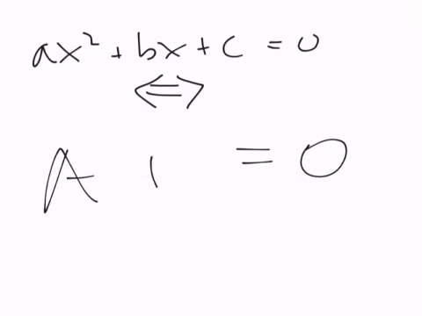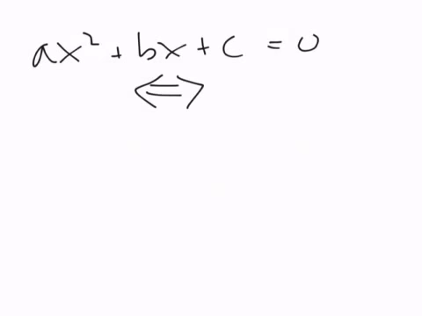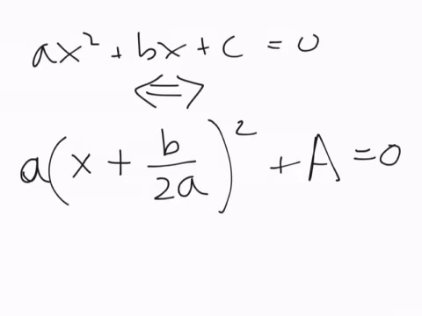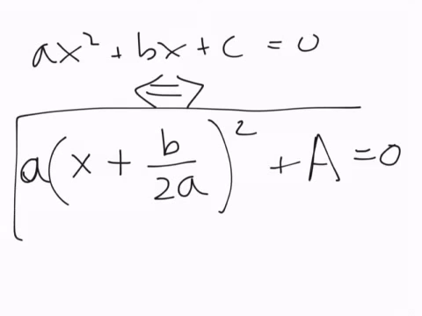And in fact, what I'm going to do right now is say that it is equivalent to a times (x plus b over 2a) squared, plus A, there's that big A, equals 0. And I'm going to try and find out what that A has to be to make the two equivalent. So, how do I do that? Well, I'm going to open this out.